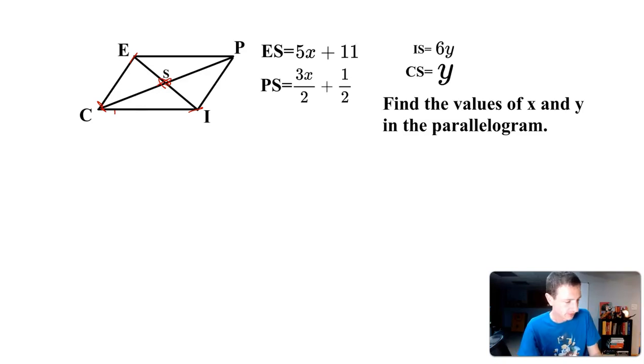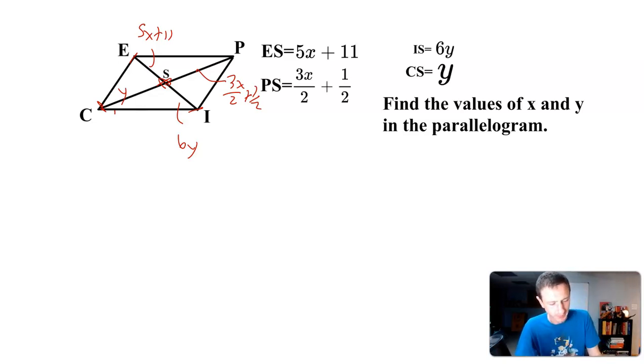I'm trying not to mark it up too much, but I guess I'll start writing some things in. So this is 5x plus 11. And then SI or IS is 6y. And then CS is y. And then SP or PS is 3x over 2 plus 1/2.